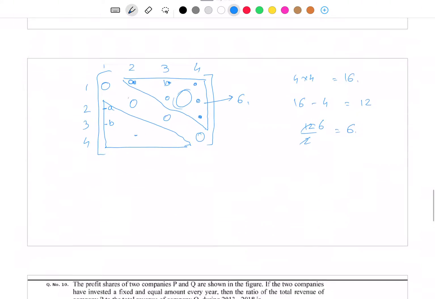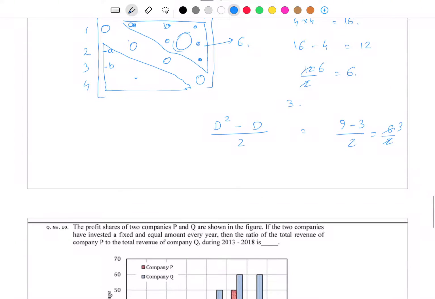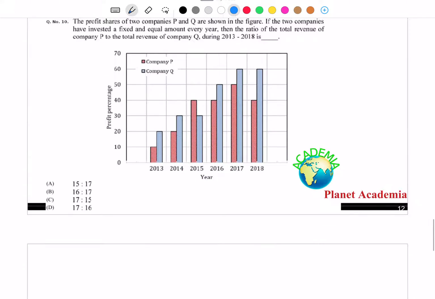If any other dimension is given, like 3, it's also the same. It is d square minus d divided by 2. So just put it here, 9 minus 3 divided by 2, 6 by 2, which is 3. Is there something wrong? Oh, I guess it's correct. So moving on to the next question, let's see.